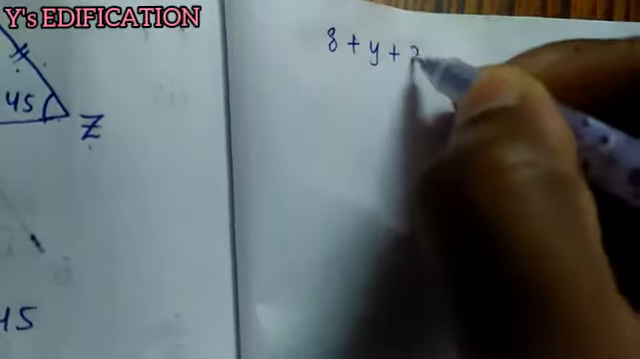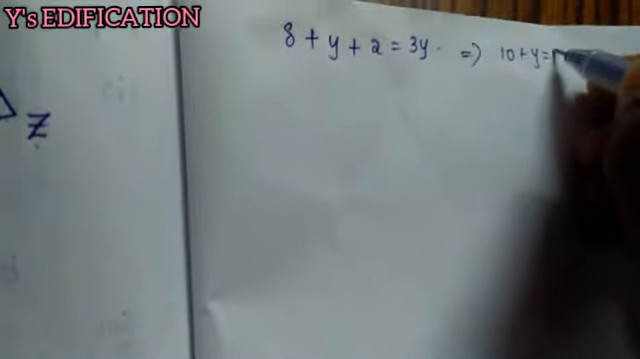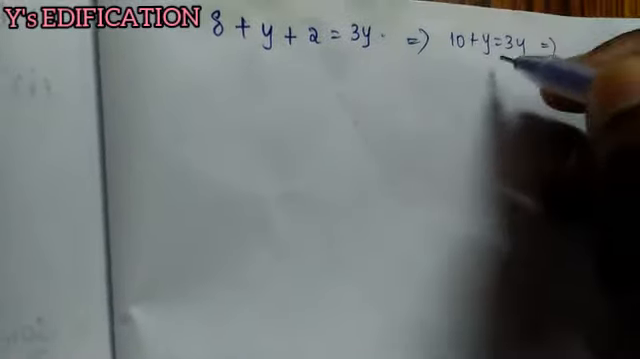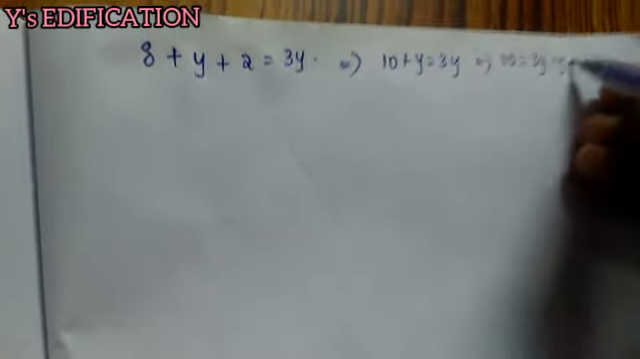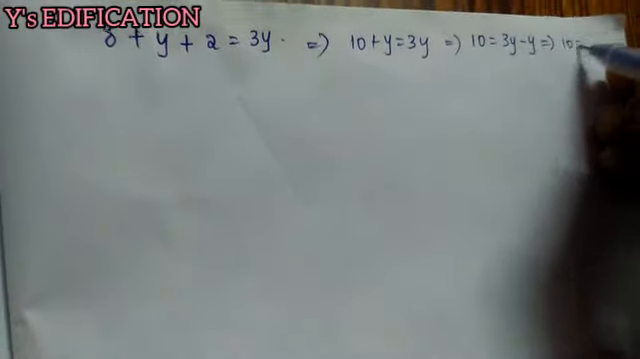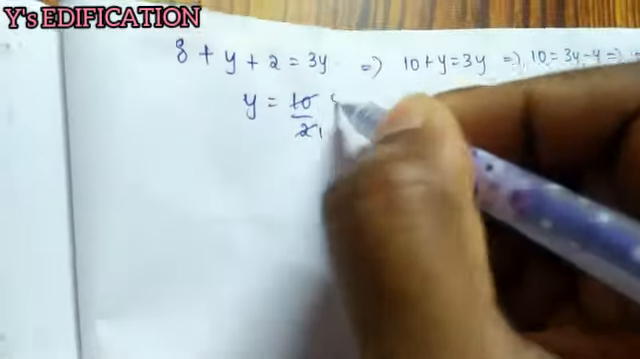So how can we write that? 8 plus y plus 2 is equal to 3y. So 8 plus 2 is 10, plus y is equal to 3y. And we want the y value here. So 10 is equal to 3y minus y. That means 10 is equal to 2y. We want the y value, so y is equal to 10 by 2. 2 into 1, 2 into 5.